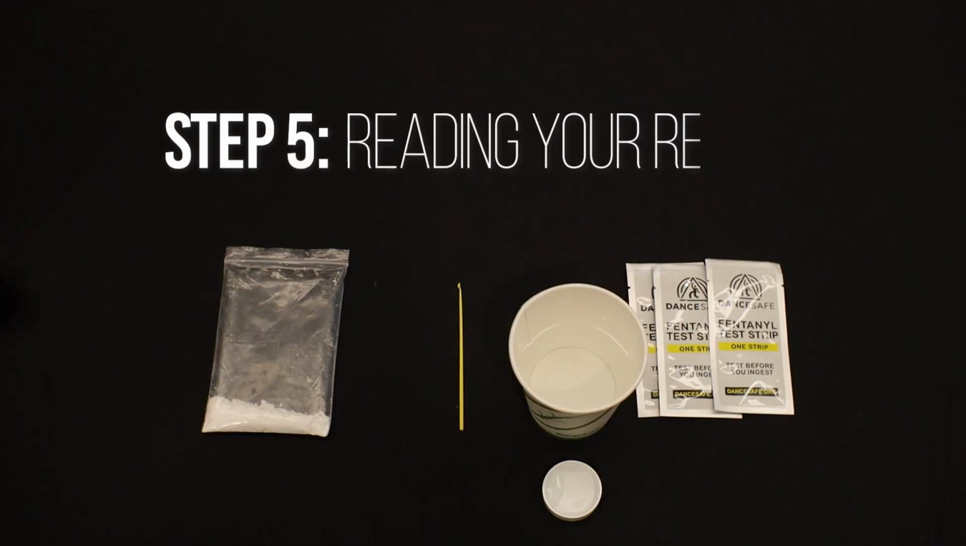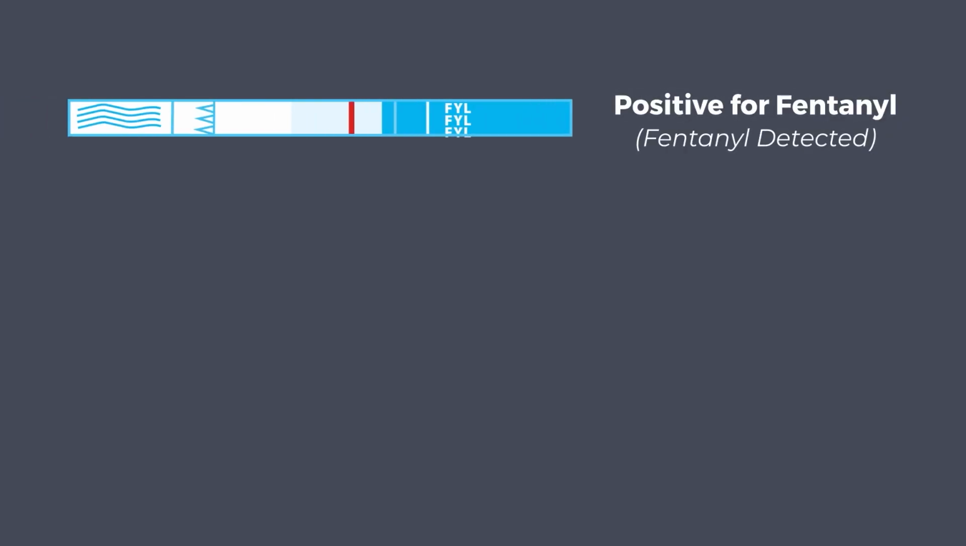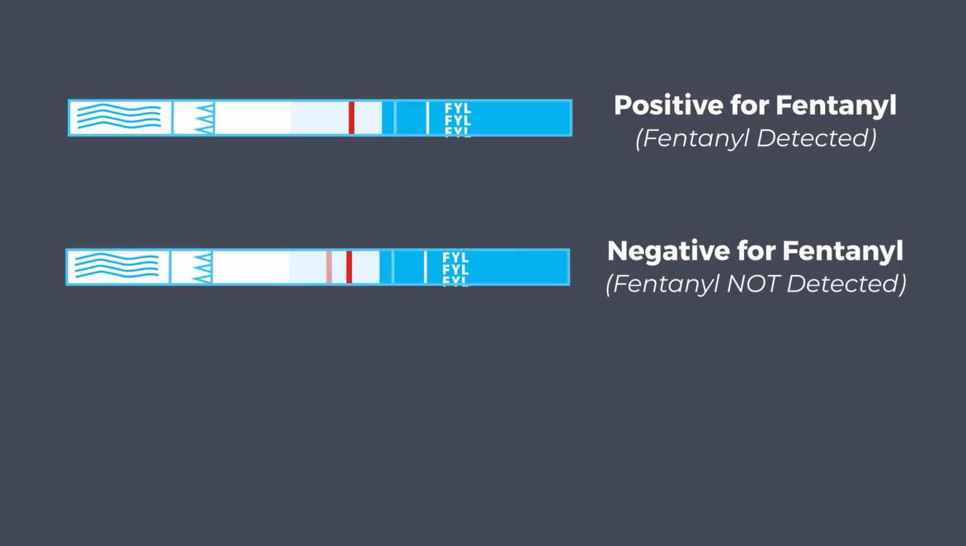Step 5. Reading your result. After 2 minutes, you will have a result on your fentanyl test strip. This is an example of a positive test. A single solid red line indicates that fentanyl has been detected in the drug. This is an example of a negative test. 2 red lines indicate that fentanyl was not detected.